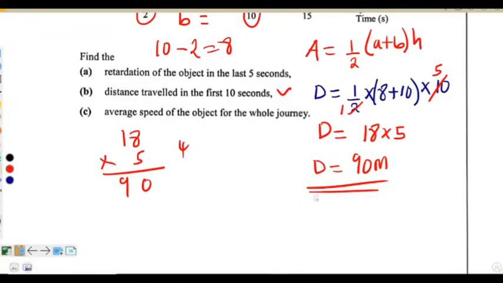So this will be the distance in the first 10 seconds.